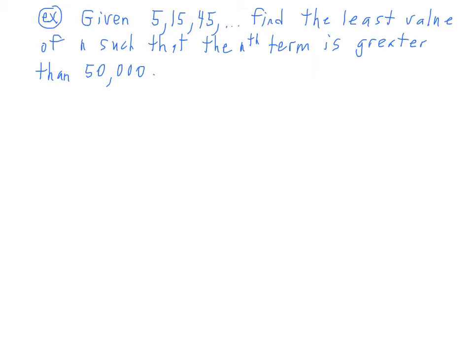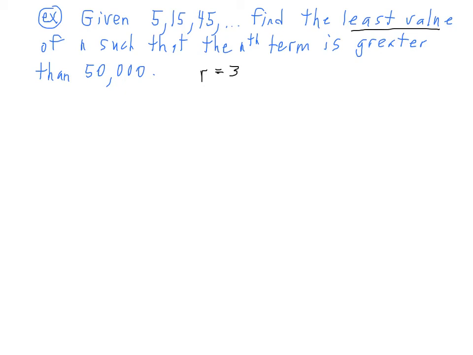In this example, we're given 5, 15, 45, dot, dot, dot. Notice that we're not told that this is a geometric sequence. You would just have to look at it and be able to recognize that the r value is 3, since you need to multiply by 3 to get the next term. We're looking to find the least value of n such that the nth term is greater than 50,000.